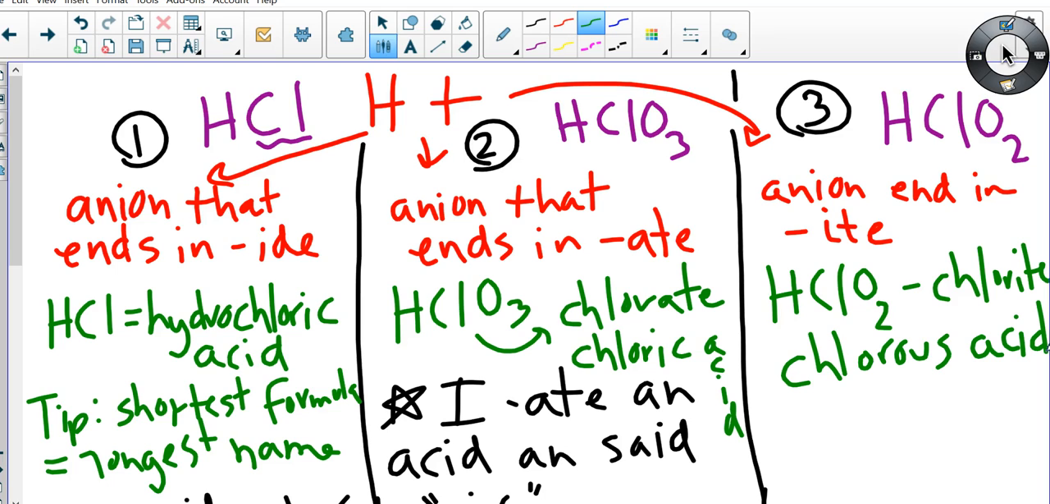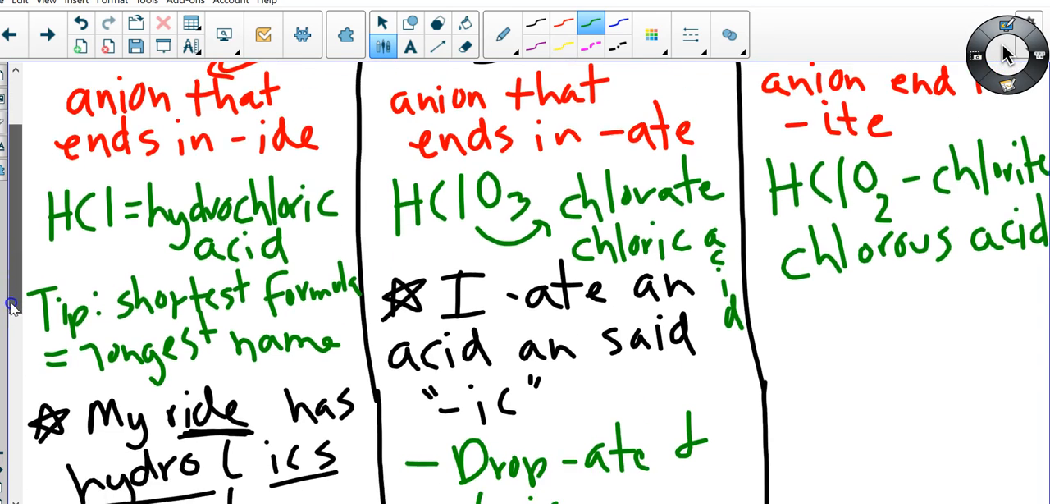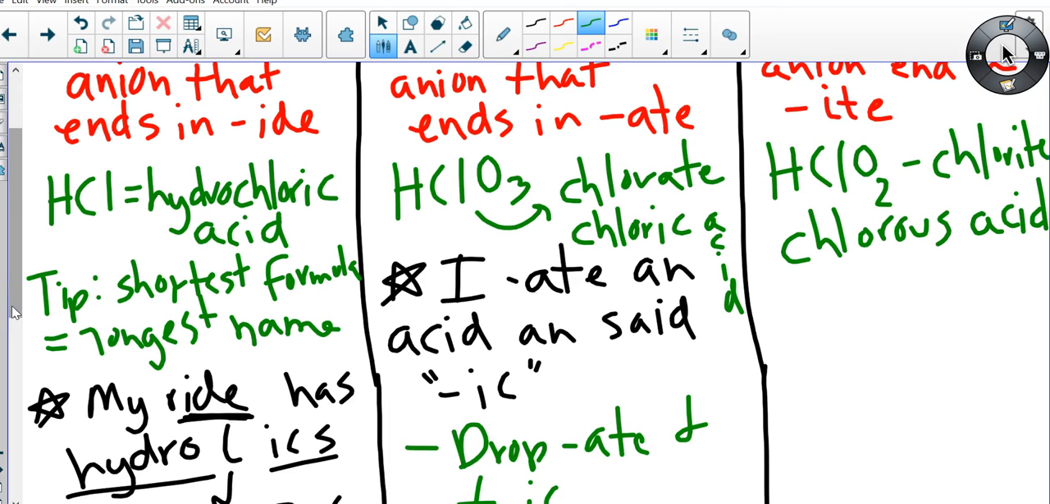You ready for your little thing? Have you ever heard of senioritis? Yeah. So look, the ite, check it out. The ite turns to us, senioritis. Do you see how I did that? I'm going to write it down. But the ite on the polyatomic ion turns to us. So the reason it goes from chlorite to chlorous is because of senioritis. Do you see what I'm saying?